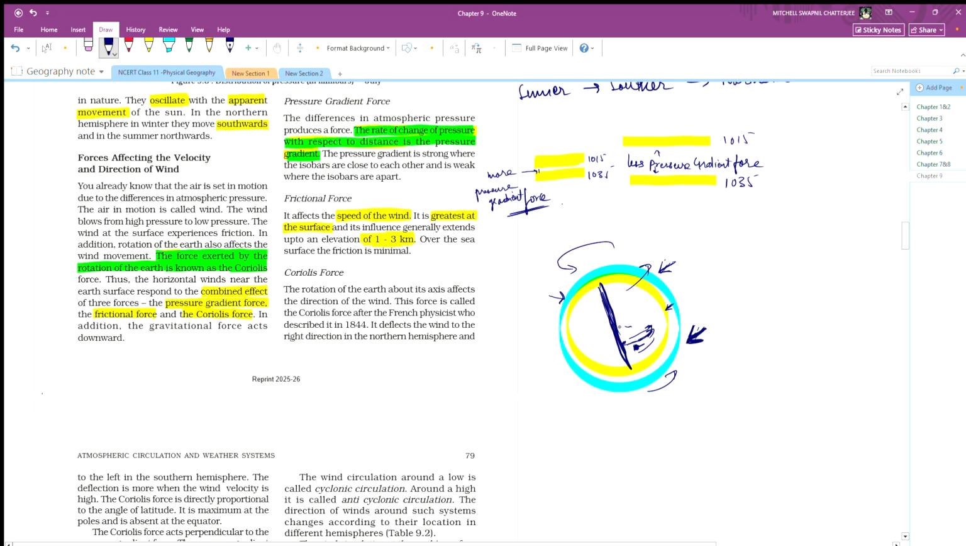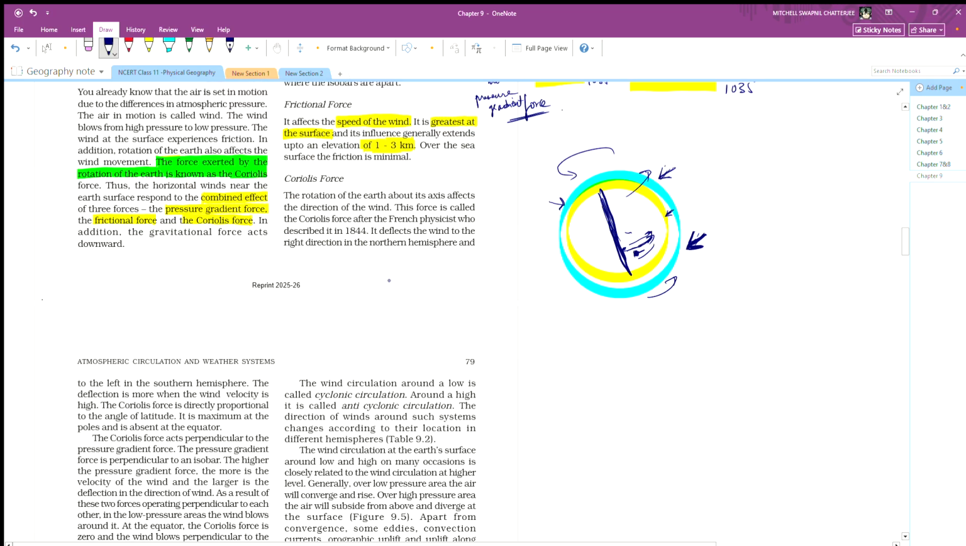So this force which is applied on that person is called the Coriolis force. I'm very bad at pronunciation, so let's go on. The rotation of the axis affects the direction of the wind. The force is called the Coriolis force after the French physicist who described it in 1814.